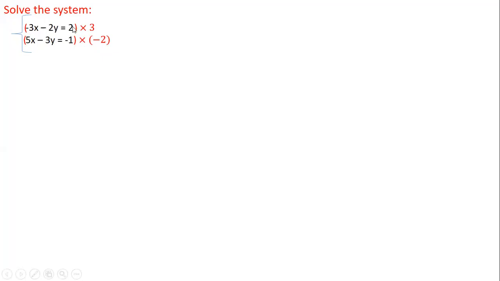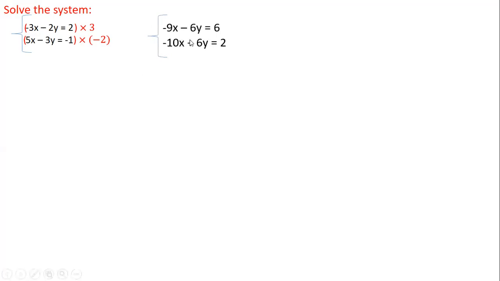If we multiply all the equation, negative 3X times 3 is minus 9X, negative 2Y times 3 is negative 6Y, equal 2 times 3, 6. Okay, the second equation: 5X times -2 is minus 10X, minus 3Y times -2 is plus 6Y, equal -1 times -2, which is 2. So this is what Callum did.